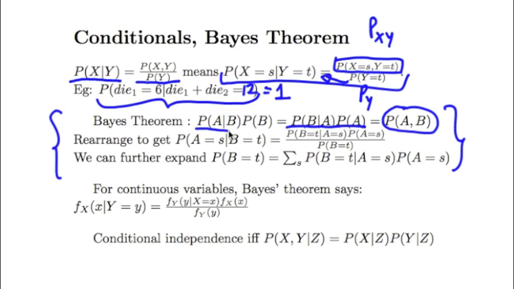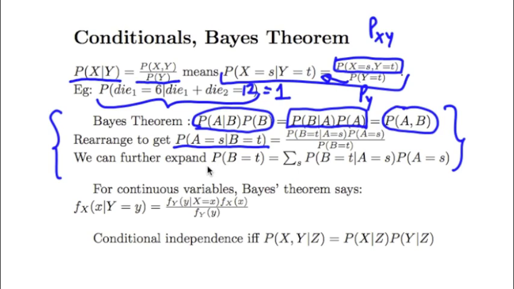Now another way of writing that is P of A given B times the probability of B. That's also P of A comma B, right? So given these two different ways of decomposing P of A comma B, we can equate them, and we get basically what Bayes' theorem says: the probability that A is equal to S given that B is equal to T, that's the left hand side, is the probability that B is equal to T given A is equal to S times the probability that A is equal to S, divided by the probability that B is equal to T. So I've just rearranged this by taking this term to the other side.